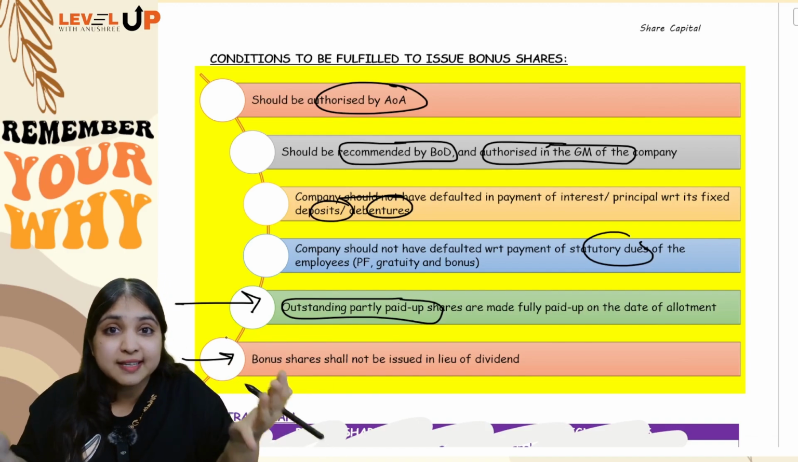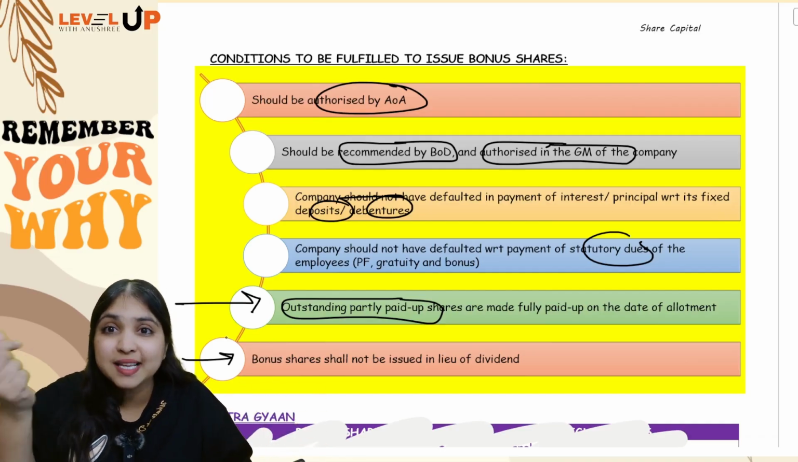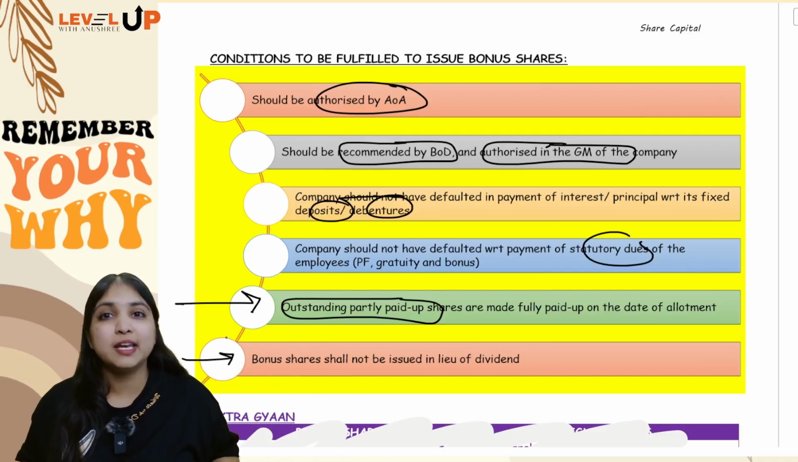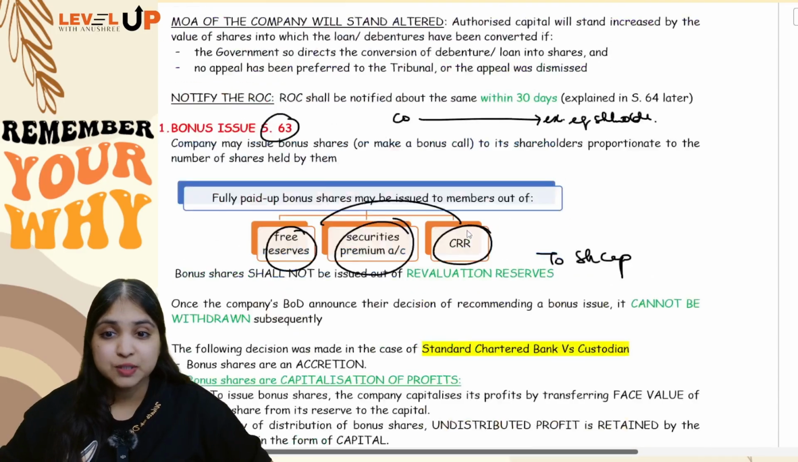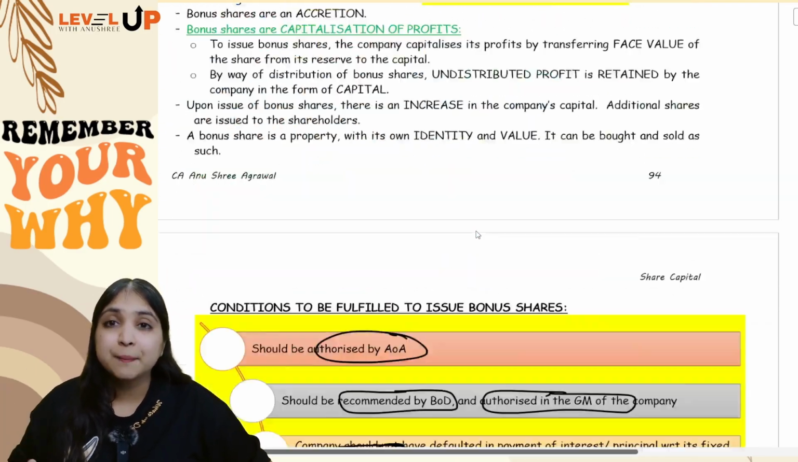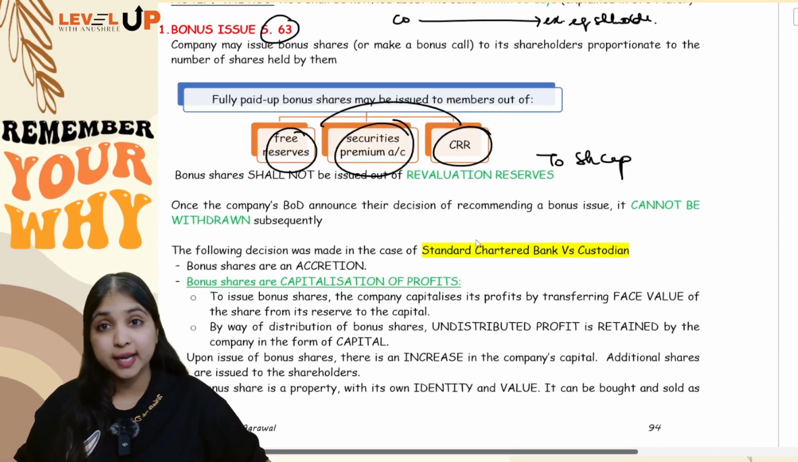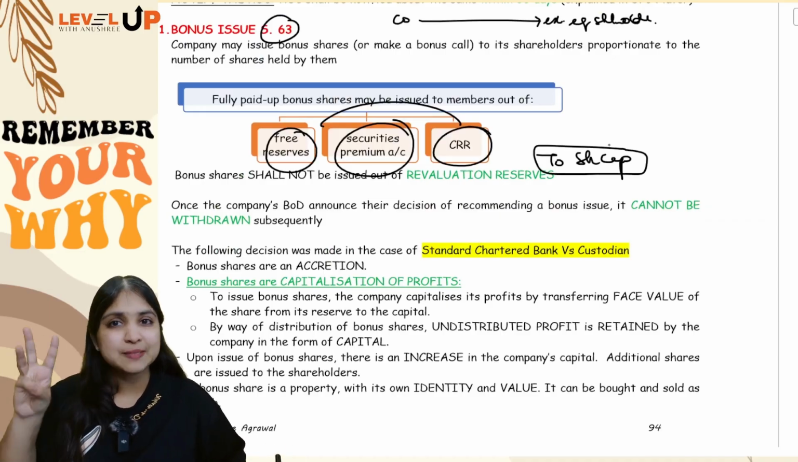Bonus shares and dividend, yes, both are distributions for shareholders, but there's a difference. In dividend, money is coming in for the shareholders. In bonus shares, only more shares are flowing in for the shareholders. So bonus shares cannot be issued in lieu of dividend. So this was section 63, guys. Simple section. The company is offering more shares to existing shareholders proportionate to the shares which they are already holding in the company. So share capital will be credited. What will we debit? Free reserves, securities premium or CRR.